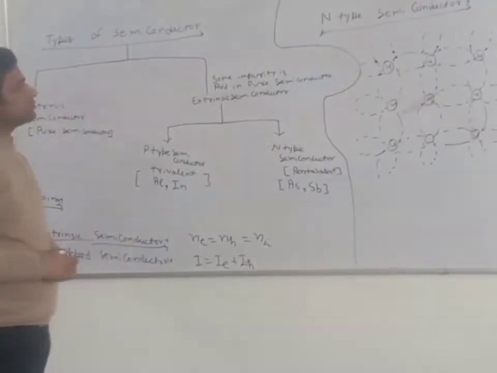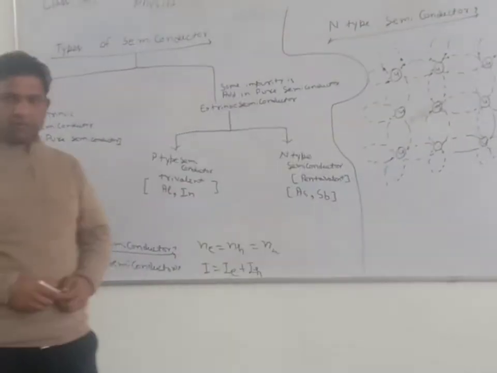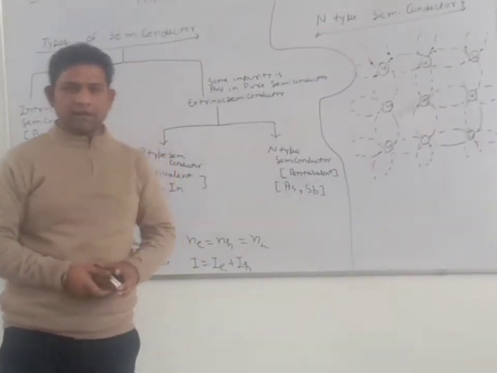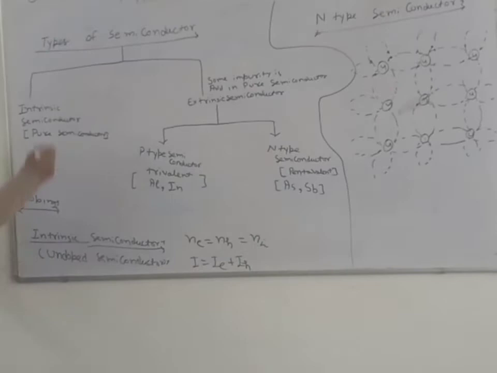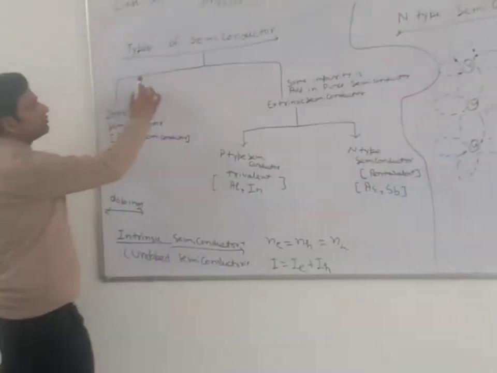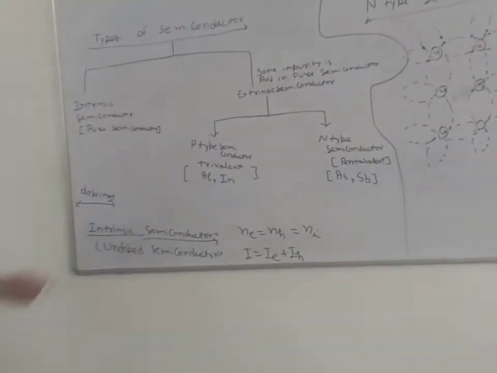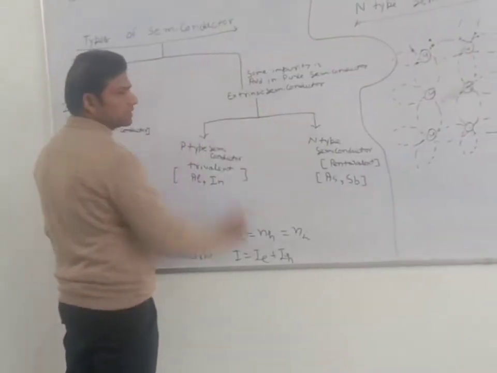Next topic, types of semiconductor. In the previous topic, we explained about the conductor, semiconductor, insulator, and types of band. In this video, we explain about the types of semiconductor. So, students, semiconductors are of two types. First is intrinsic semiconductor, and second is extrinsic semiconductor.